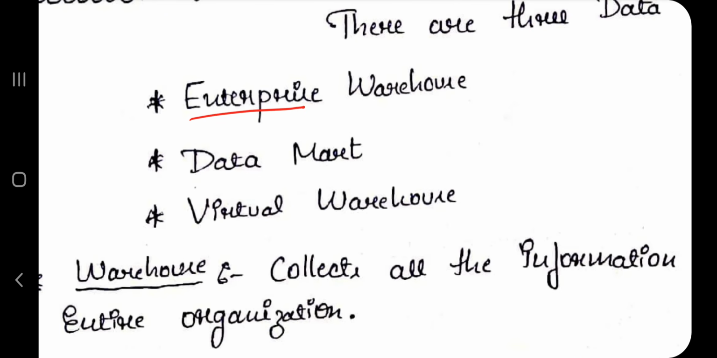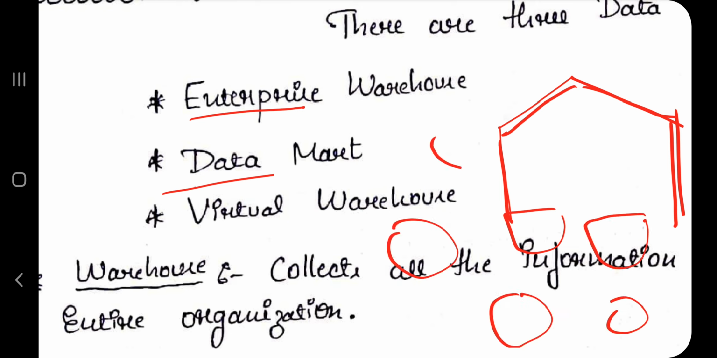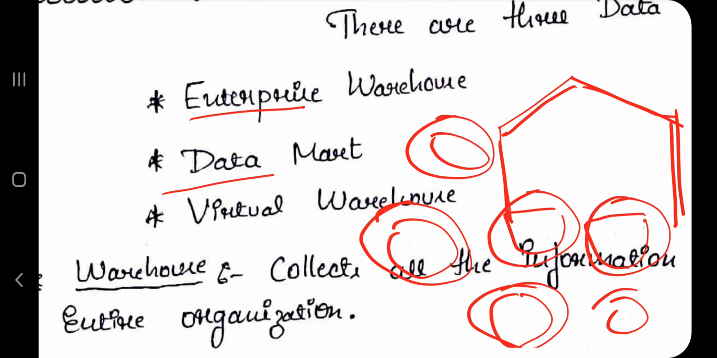Enterprise means the whole company, like for example the whole Amazon, the whole company is an enterprise, right? It's a very big company. And data marts are the small marts present in different countries. So it is a subset of the main enterprise. Small things will be stored in the small marts, which are known as data marts.